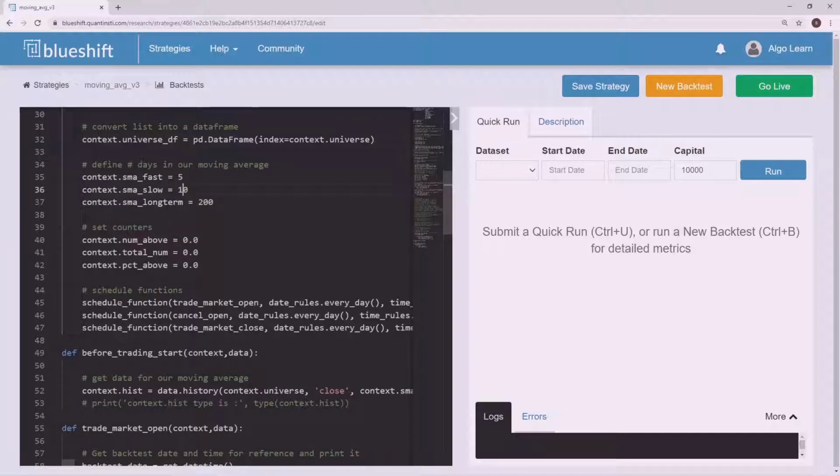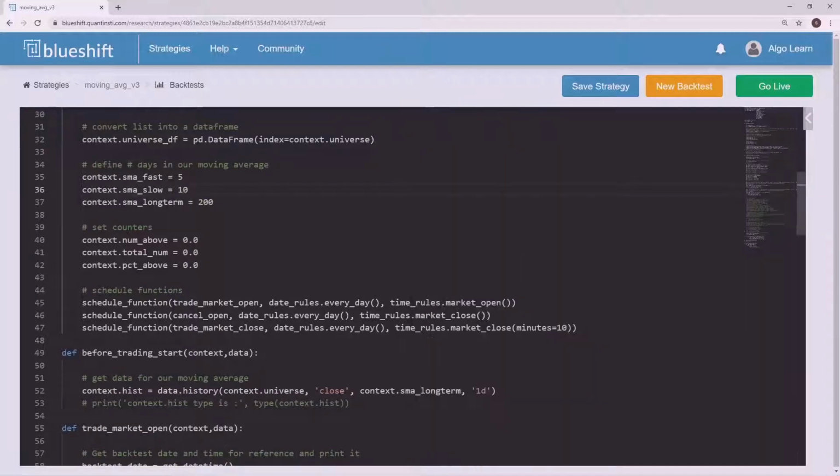Okay, we have our counters from the last time. We're going to leave them there. Our schedule functions, we're going to leave them there. If you recall, our trade market open is going to run every day right at market open. We do have a cancel open, so if there's any orders that remain open at the end of the day, they will be canceled. That will prevent us from executing multiple orders and causing us to use leverage and what have you. And for our testing, we really don't want to do that right now.